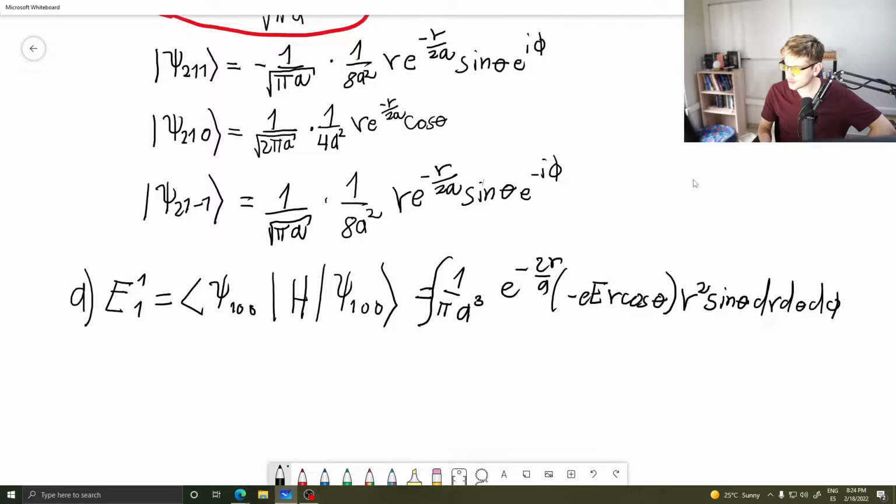Now, in this case, we can see there is no phi dependence. So for that reason, it's impossible for that to be 0. So we can just integrate it right away.